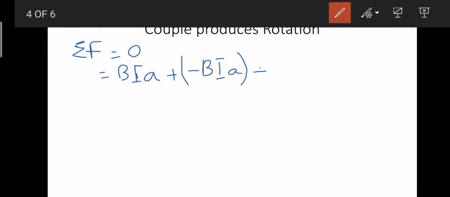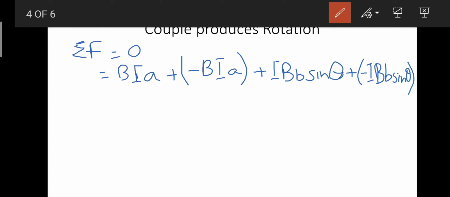Now F2, the value of F2 was IBB sine theta. And since F4 was completely opposite to this force, I'm going to put a negative sign with that.